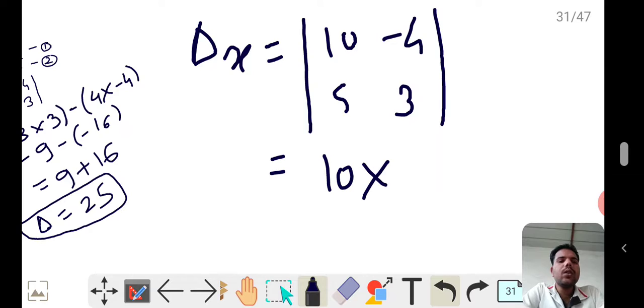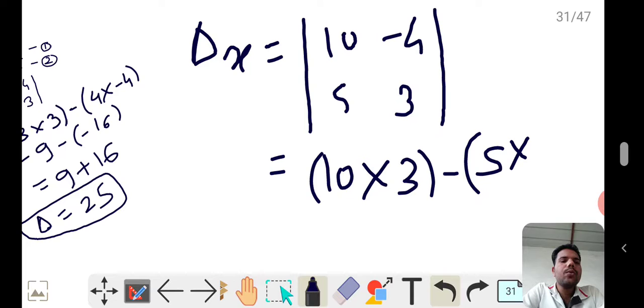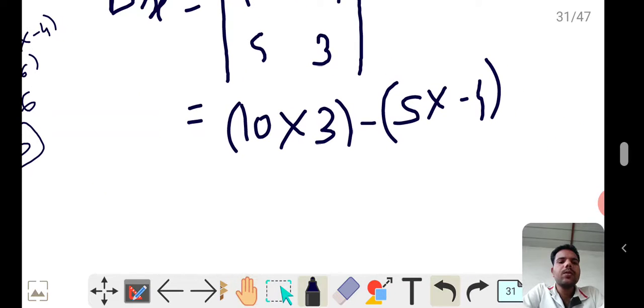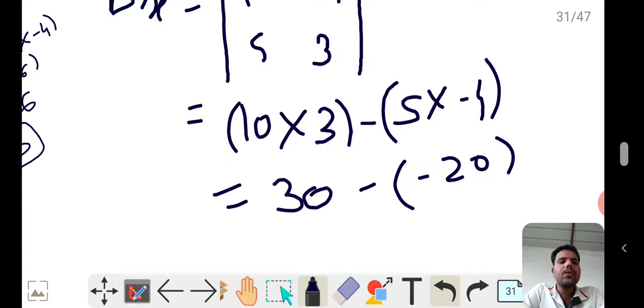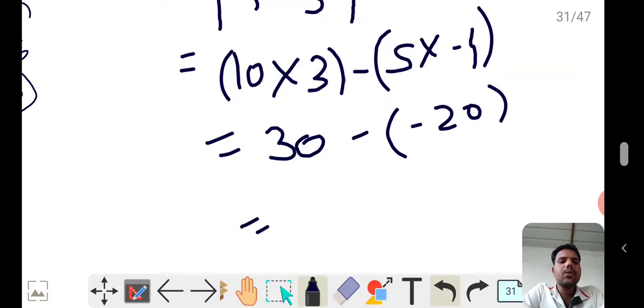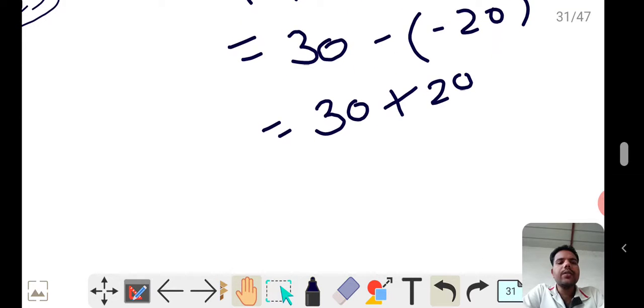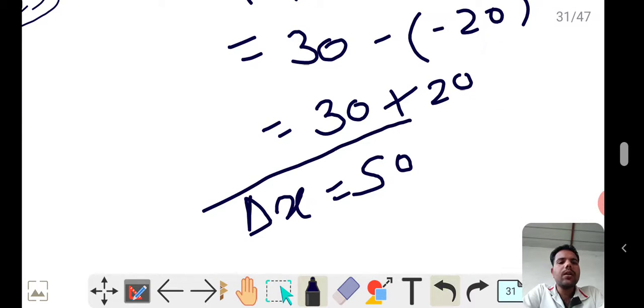So delta x is equal to 10 into 3, minus, in bracket, 5 into minus 4. So 10 into 3 is 30, minus, in bracket, 5 into minus 4, which is minus 20. So we get 30 minus minus 20, which means plus 20. That is, we get delta x is equal to 50. Delta x is equal to 50.